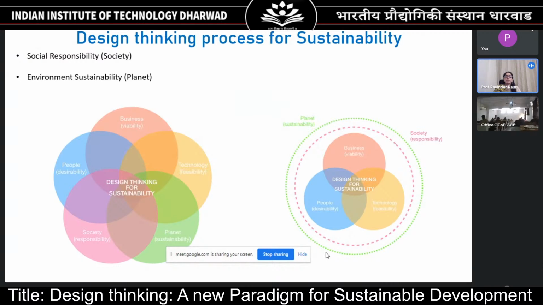And over and above, we also talk about what is best for the society and what is best for the planet. That means in terms of responsibility and sustainability. So this is one of the models. Whereas the other model says that when we are talking of desirability, viability, and feasibility, they are part of the society, and society itself is a part of the planet. So we have a concentric circle model where we say design thinking would lead to sustainability, because design thinking is giving you products or processes or solutions to the pain points of the user according to their requirement, with the lens of empathy, with the lens of the user being user centric.